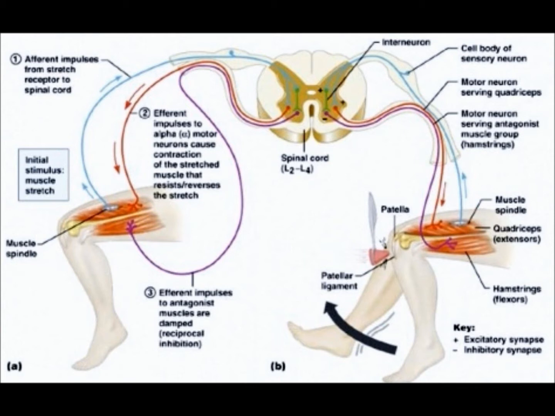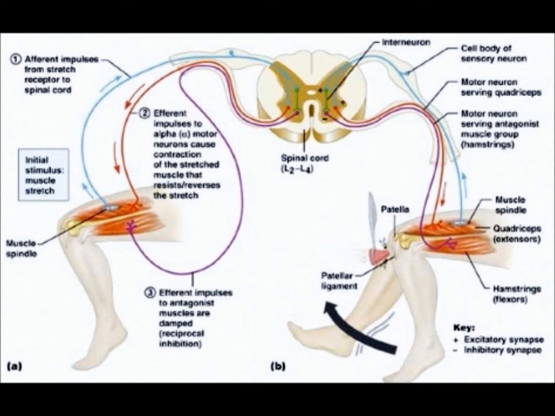The sensory neuron detects the stretch signal and carries the impulse to the spinal cord, where it will synapse directly with a motor neuron. The motor neuron then sends an activating impulse to the quadriceps, causing the muscle to contract, which extends the knee. This causes a contraction of the quadriceps muscle.